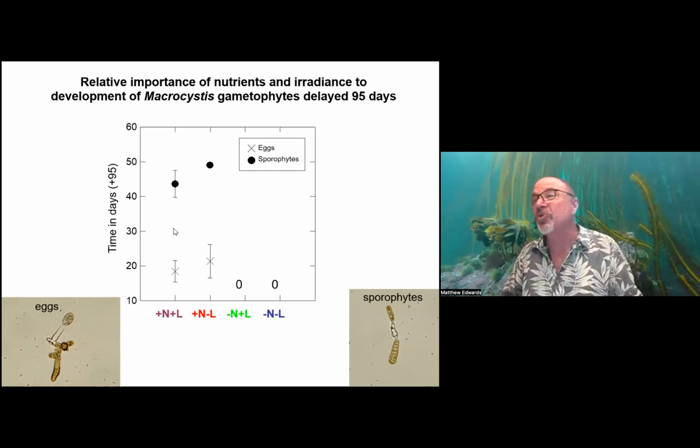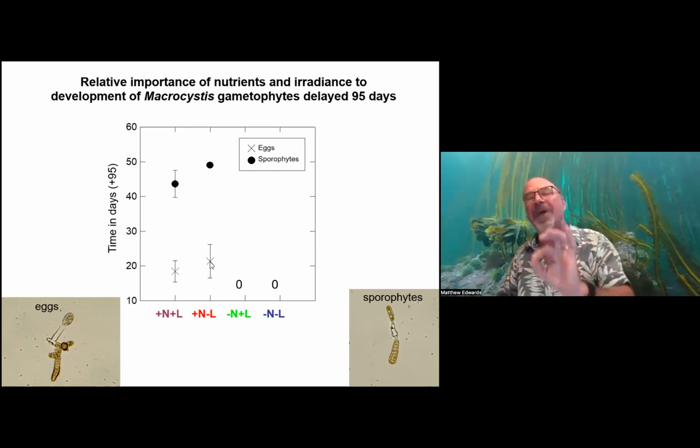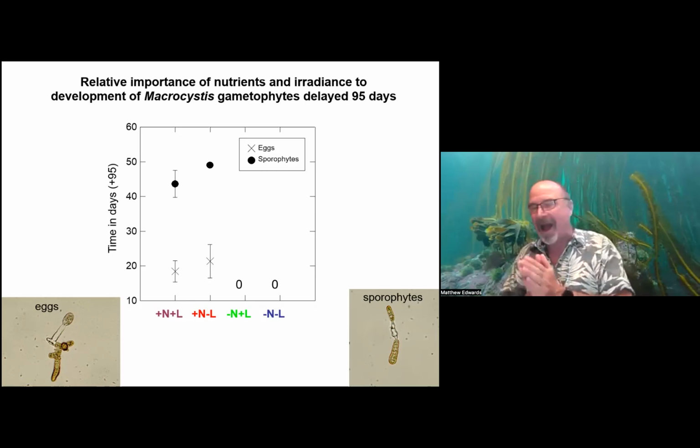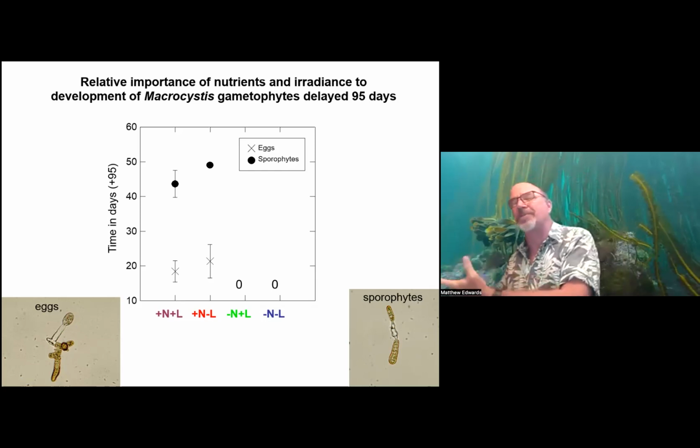A little bit sooner where you gave them nutrients, not surprising. And they produced sporophytes within 40 to 50 days. A week or two sooner where you gave them nutrients, not surprising. So it appeared that nutrients were the main cause of this. And this is one where I got this, and I had predicted with my student that it would be light based on my experience with Desmarestia.